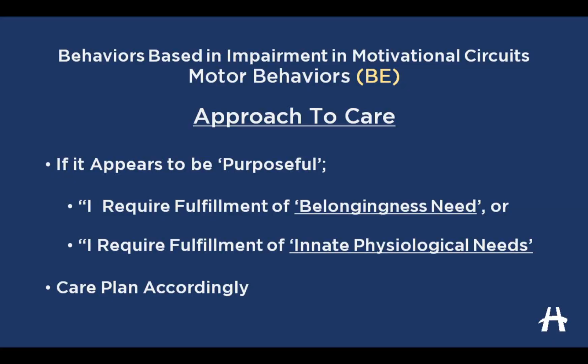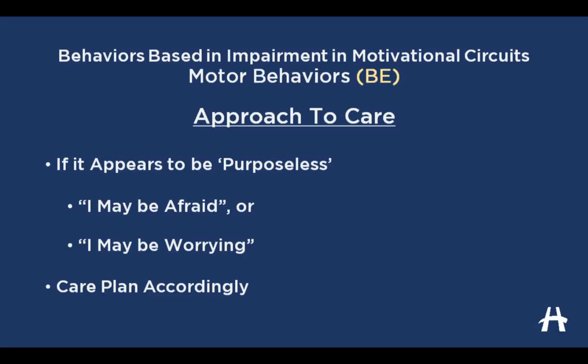The others you have, and as we go through it, you can start to pair for yourself. Where else can it belong, and what does it do? And if it is purposeful, then we've already established what the person is saying to you is one of two things. I require fulfillment of belongingness needs, or I require fulfillment of innate physiological needs. So you can plan accordingly. Food for thought: that's one of the reasons why, if you've seen the scale, motor behaviors is the very last behavior on that scale, because by itself it's the most useless behavior. We spend all this time chasing quote-unquote agitation, but in itself, unless I can pair it.